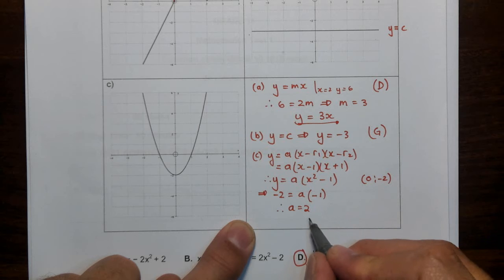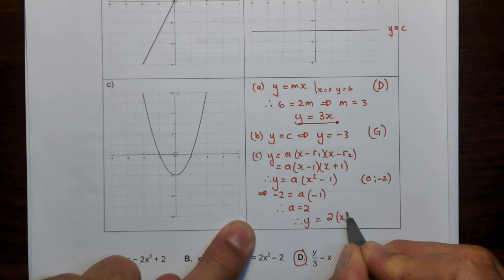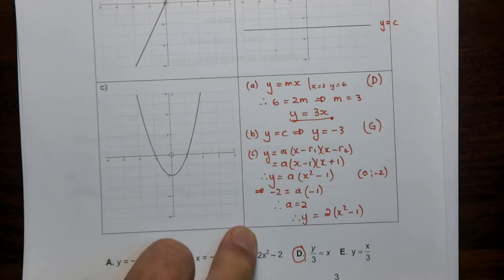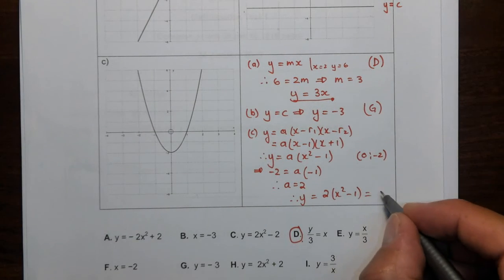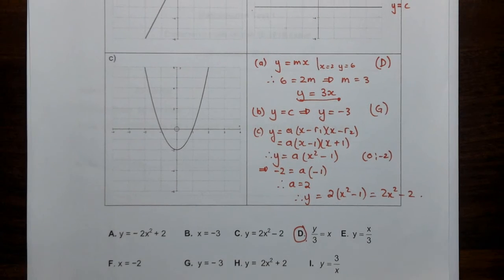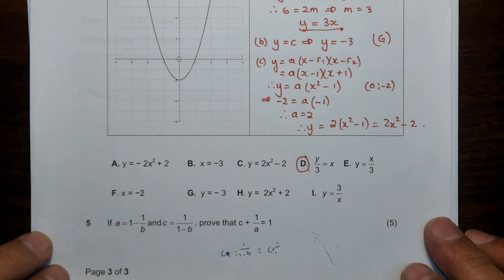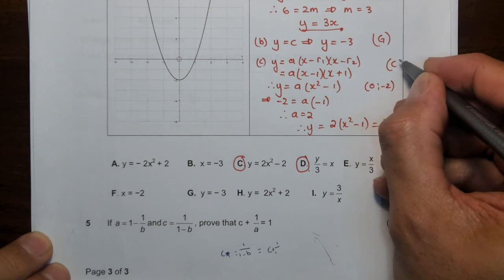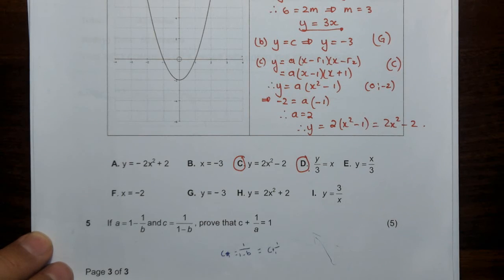Okay, so what do I have? I have a final equation. y is 2 times (x squared minus 1). I put the 2 in there. And then I can look for different forms of that. So I could have written this as 2x squared minus 2 possibly. Now let's have a look. There we go. 2x squared minus 2 is graph C.